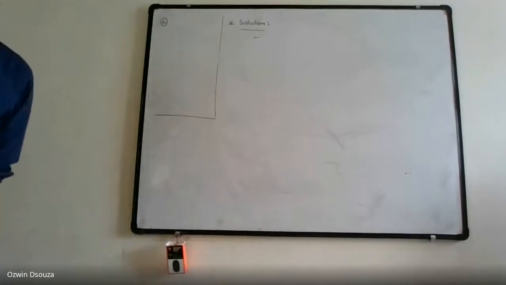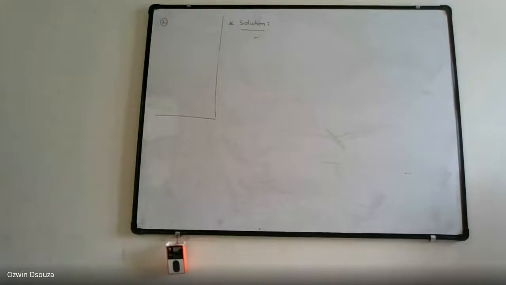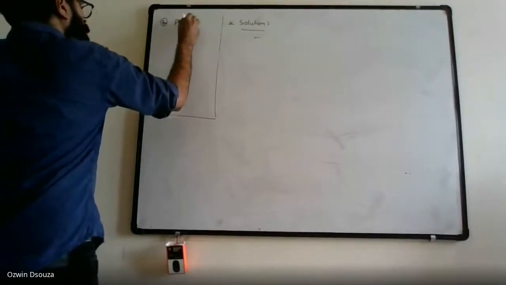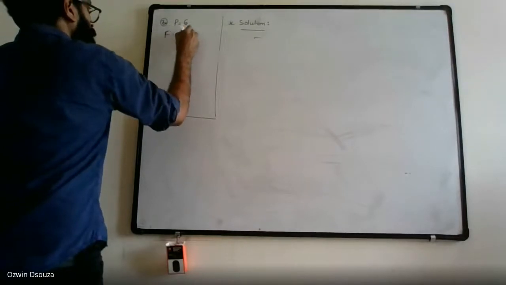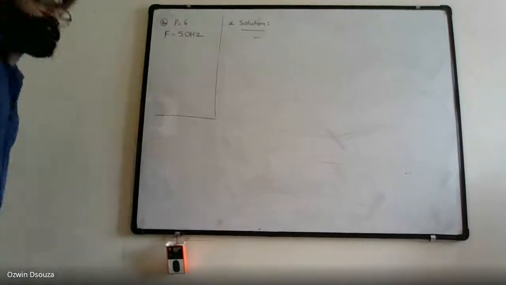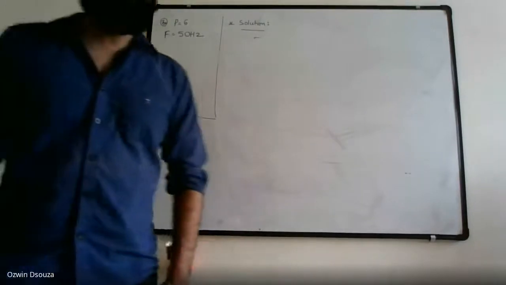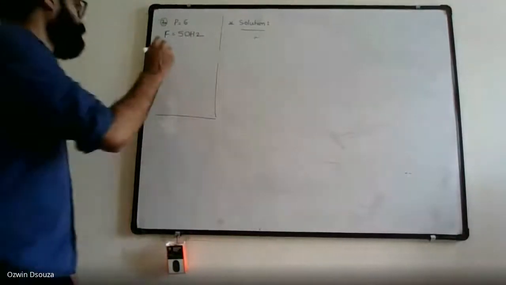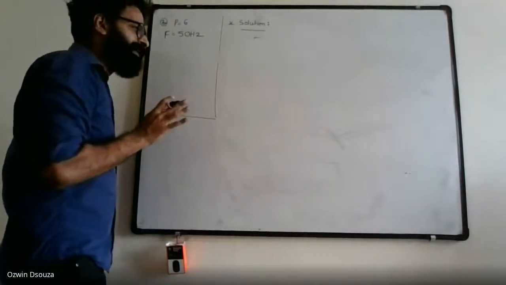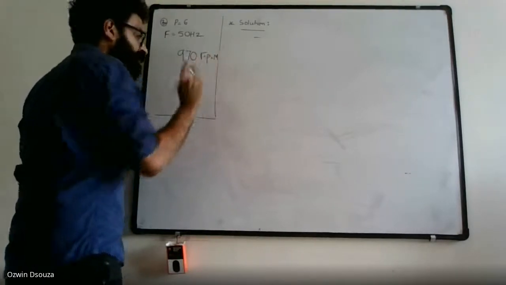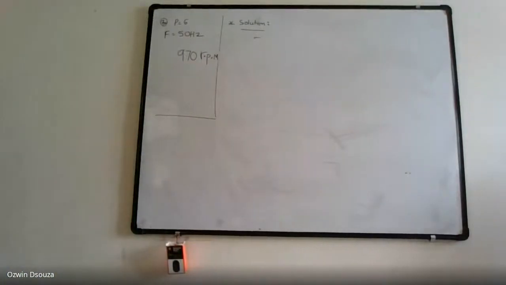All right. So, copy the question. Third problem. A 6-pole induction motor is connected to 50 hertz supply. It is running at a speed of 970 RPM. I will not write whether it is NR or NS, I'll just write 970 RPM, because whether it is NR or NS, I'm going to ask you.